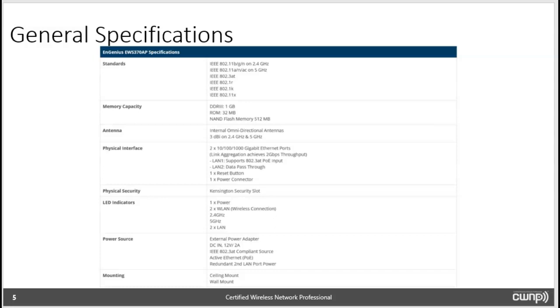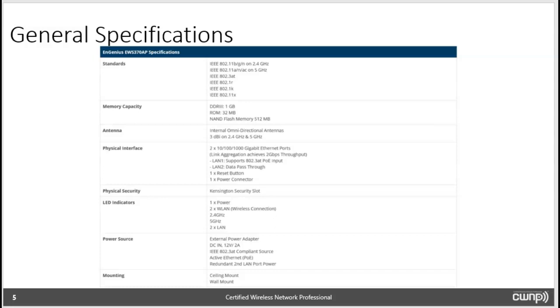The physical interface. Now you're talking about the Ethernet ports, or what are the interfaces that you have access to for this AP? In this case, this example shows you there are two gigabit Ethernet ports. Because of its link aggregation, it can get 2 gigabit throughput. It's got 2 LAN ports. It supports Power over Ethernet input. One lets you do data pass input. One's a reset. One's a power connector.